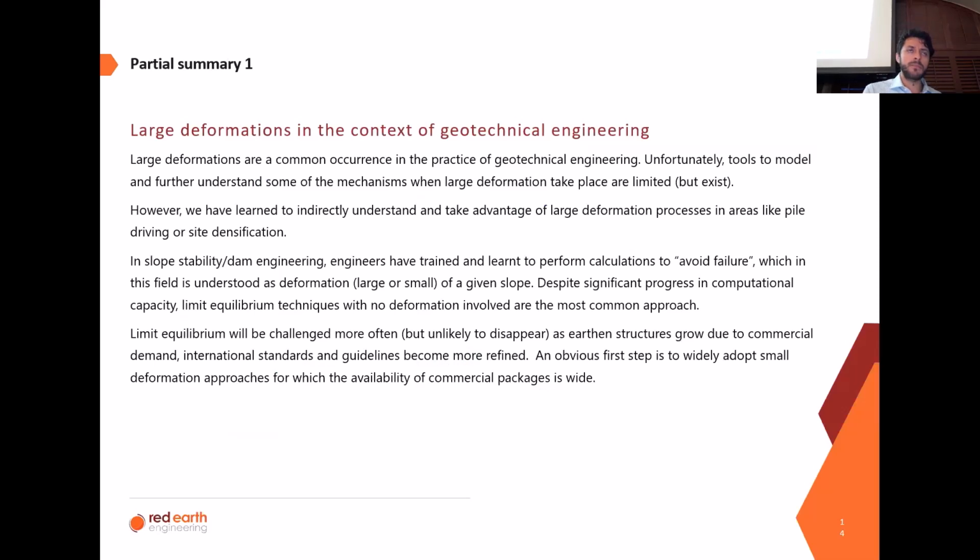I want to do a pause here and summarize briefly what we have discussed so far. We know that large deformation is a common occurrence in geotechnical engineering.